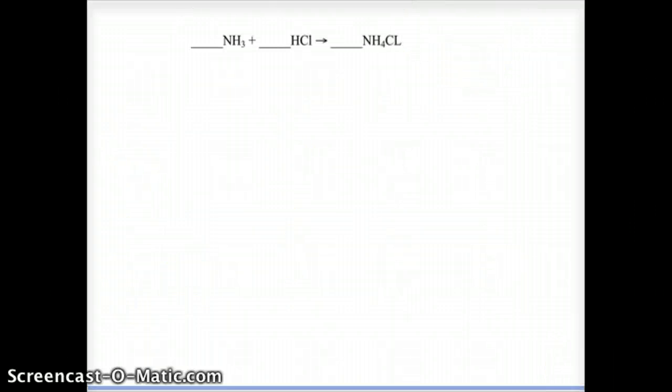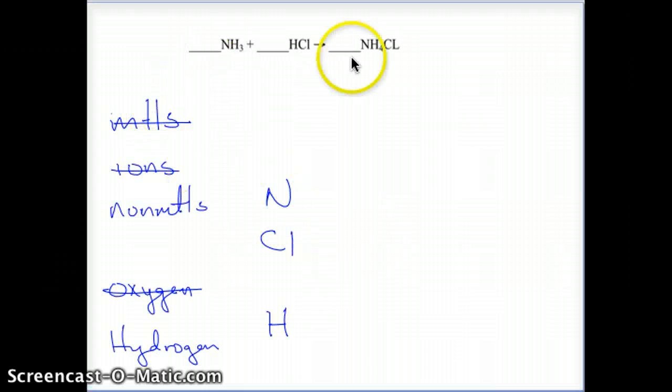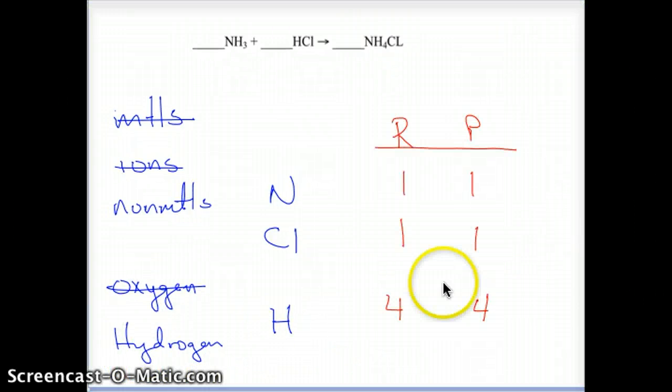Okay, one last one. Again, pause it, do your count, follow MINOH, pause it again, make sure you're balanced, and you're good to go. Okay, so you should notice there were no metals, there were no ions, there were nonmetals, the nitrogen and the chlorine. There was no oxygen and only hydrogen, H. Okay, so pause it and balance. What you should have noticed is everything was balanced. So this is already a balanced equation. And that's all you're doing every time you balance equations.